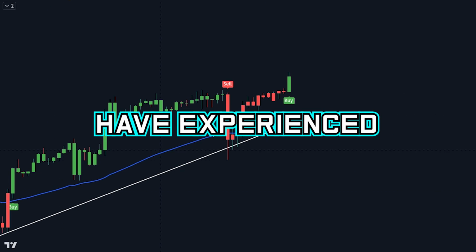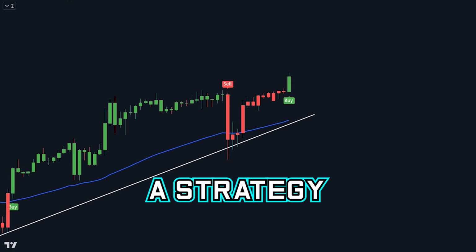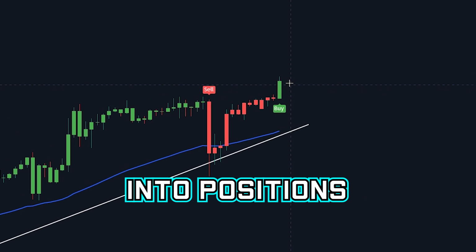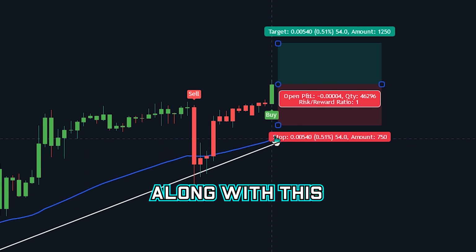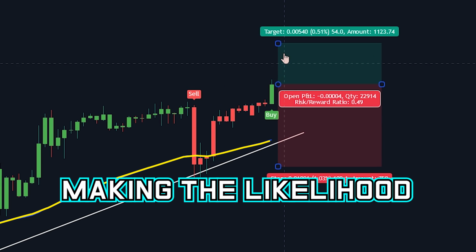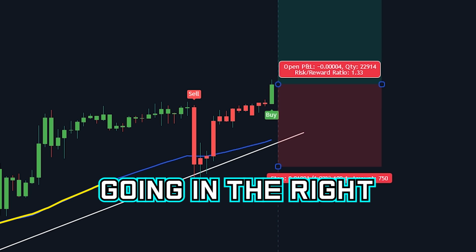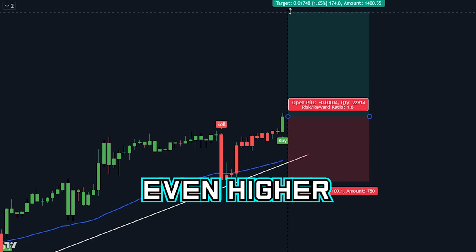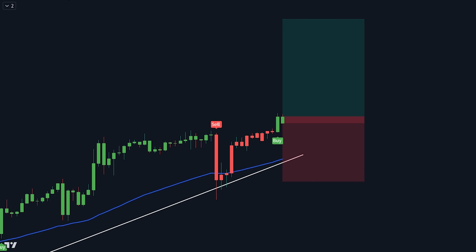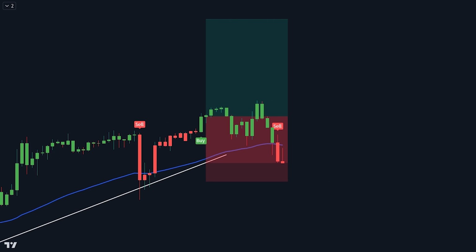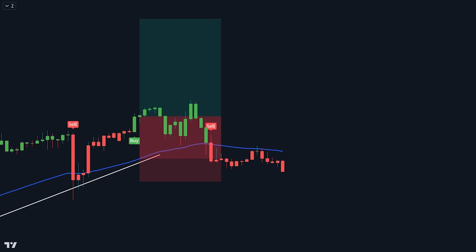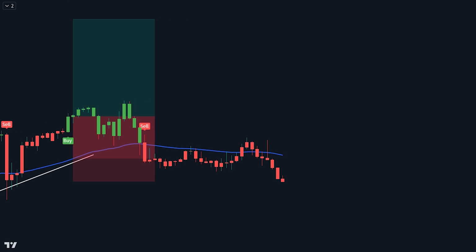Many traders have experienced the following: you are using a strategy to determine when to enter into positions, you see that all of the conditions to enter into the position have been met, along with this you are trading with the trend, making the likelihood of the trade going in the right direction and being profitable even higher. However, as soon as the trade has been placed, the price seems to be going in the right direction, but then after new candlesticks form, the trade reverses and starts going in the opposite direction.